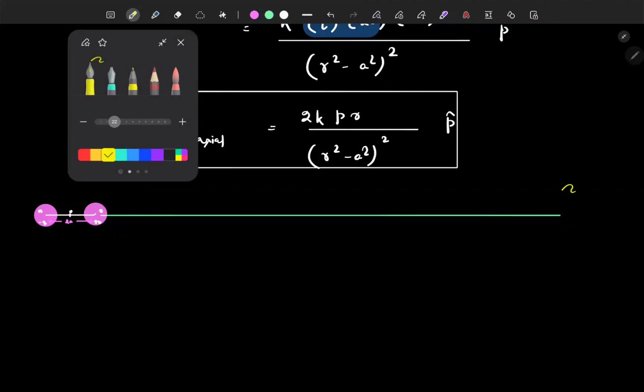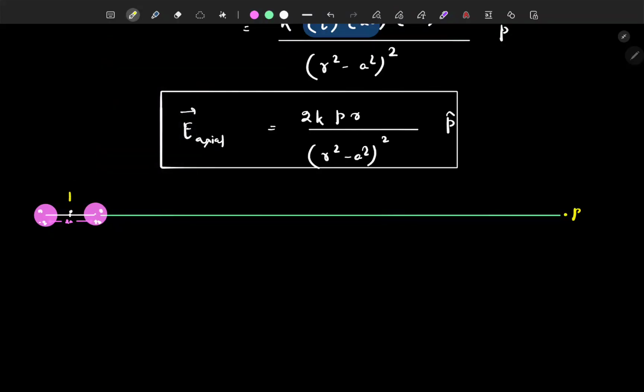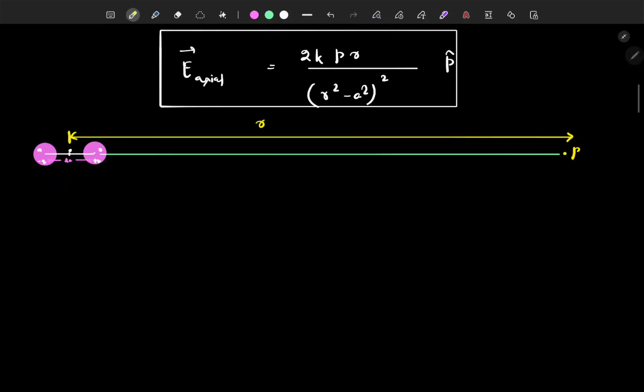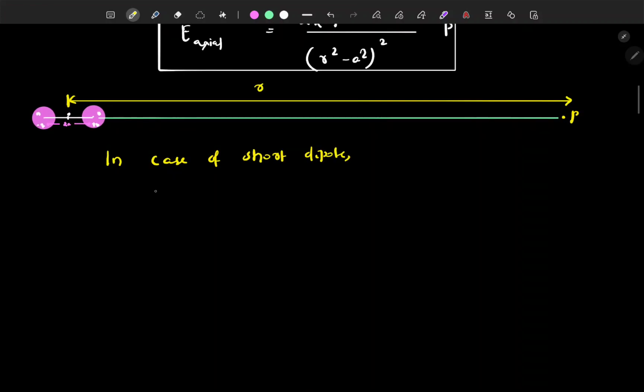Let the point of observation P be at this point, and this is the midpoint of the dipole. From the midpoint of the dipole to the point of observation, this distance is R. So from point of observation P, the dipole behaves as a short dipole. A dipole is very small. So in the case of a short dipole, we can observe R is much greater than A.